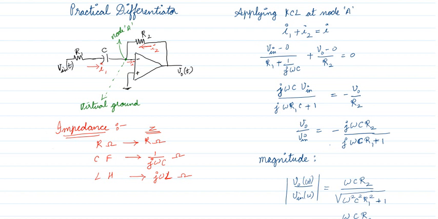Similarly, what is I2? The current flowing through R2. So V0 minus 0 by R2. What about the current flowing into the op-amp? It is 0. Why is it 0? The op-amp has infinite input impedance, so it is 0.